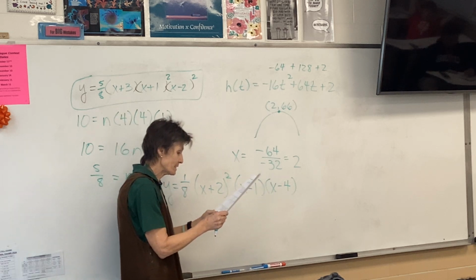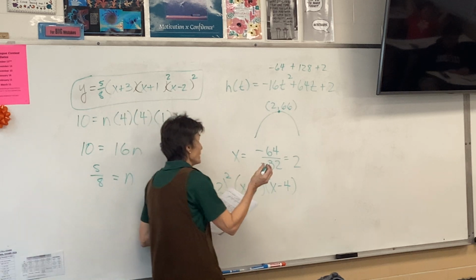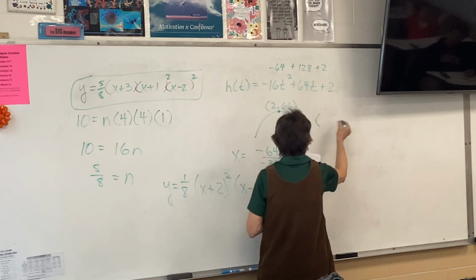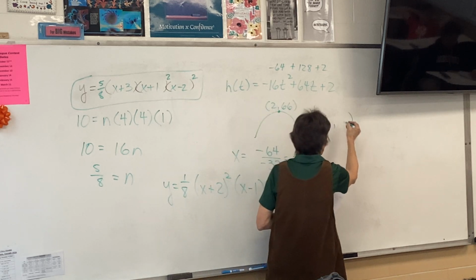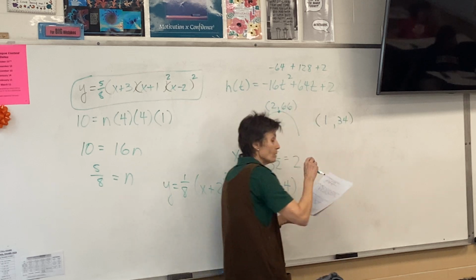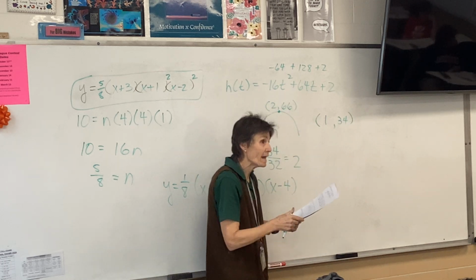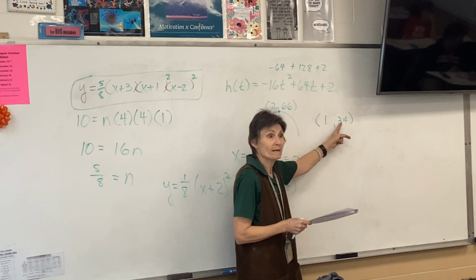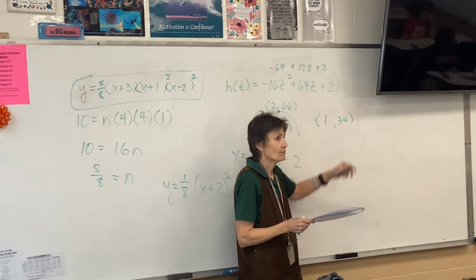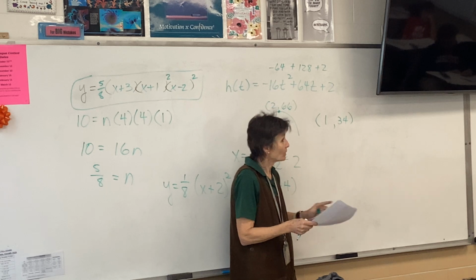Did you get number 19? Yeah. All right, what did you get as your vertex for number 19? 1, 34. So, answer the questions. When does it reach its maximum height? 1 second. What is the maximum height? 34 feet. All right, we good with that? Yeah.